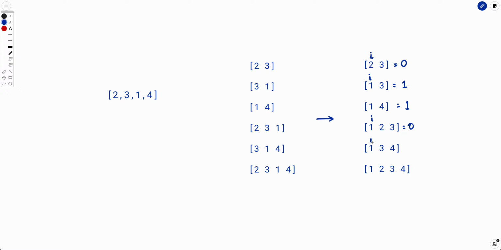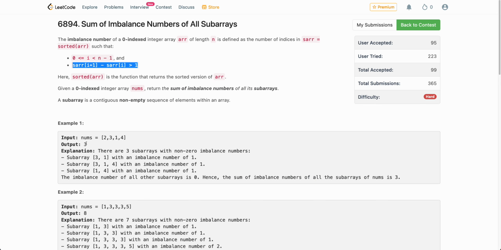Finally, for this subarray as well, the imbalance number is 1 because only this particular I will be contributing to the imbalance number. The other I will not be contributing because the difference between 3 and 4 is 1, right? And finally, the imbalance number of this would also be 0. So in total, if you sum the imbalance number of all the subarrays, you will get 3, and 3 is the result. So I hope the problem statement is clear.